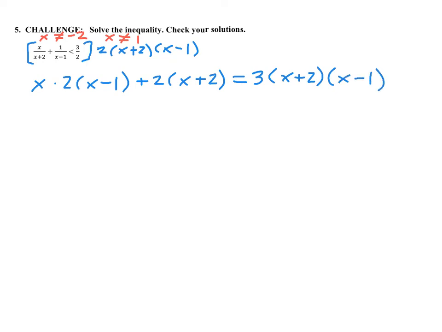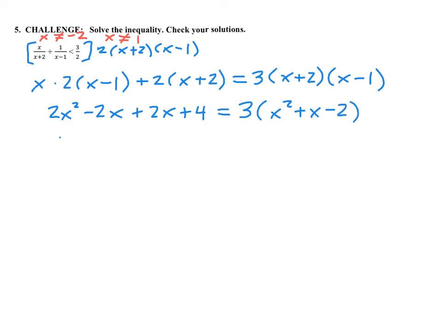Okay, for the first set of parentheses, I'm going to distribute a 2x, so we get 2x squared minus 2x. Now I'm going to distribute the plus 2, plus 2x plus 4, and it equals, I'm going to FOIL first, x squared minus x plus 2x. Those combine to make plus x, and then minus 2. 2x squared, the negative 2x and the plus 2x cancel out. This equals 3x squared plus 3x minus 6.